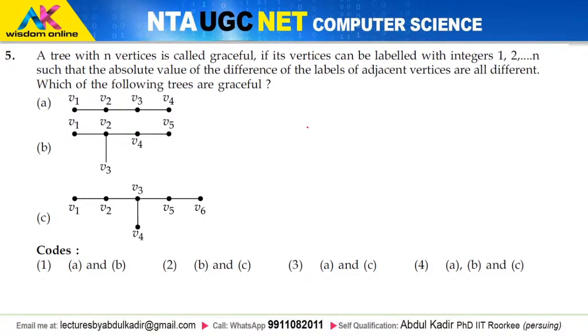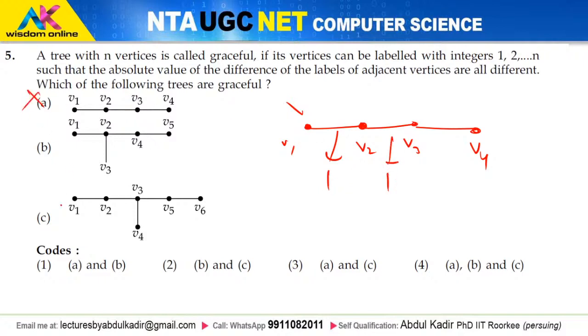Maybe he wants to say that for each vertex, for example, for this vertex, because this is a degree 1 vertex, you don't have to check. Let's check for this vertex. For this vertex, this difference is 1, this difference is also 1. So this is not graceful. Okay, let's check this option B.